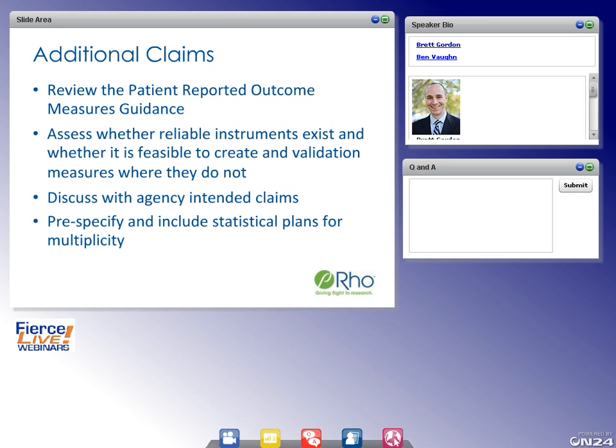Also, as with any indication, you have to pre-specify everything. It needs to be adequate, well-controlled, and part of your statistical analysis plan needs to handle multiplicity. So you can't just find an additional thing that your product works on and attempt to make a claim on that. Also, the agency has a strong preference for multiplicity adjustments that are pre-specified as well.